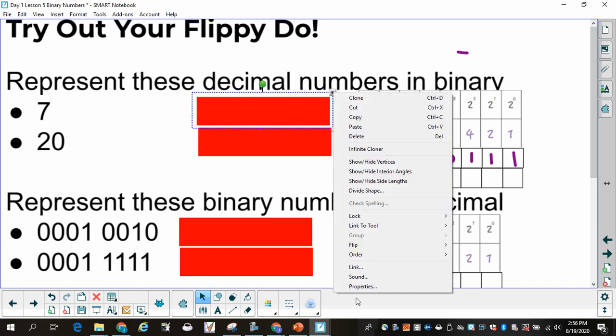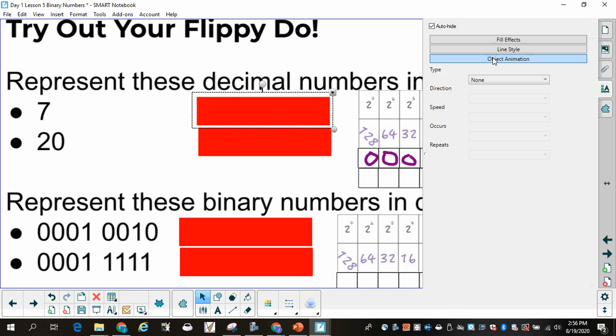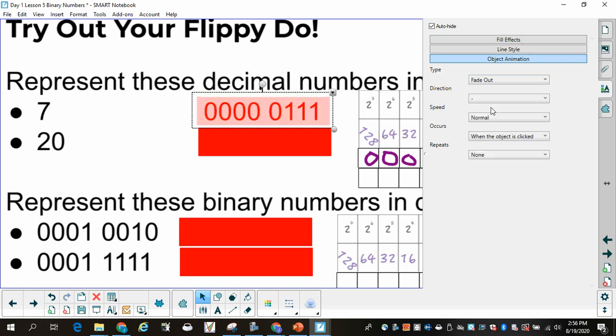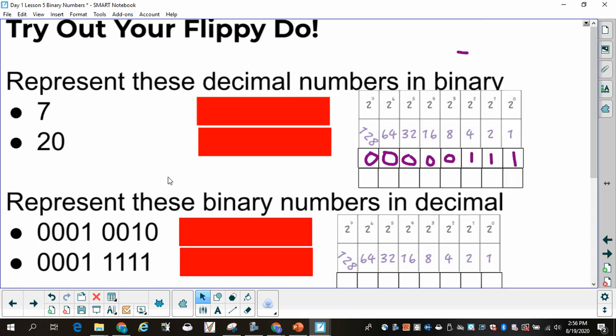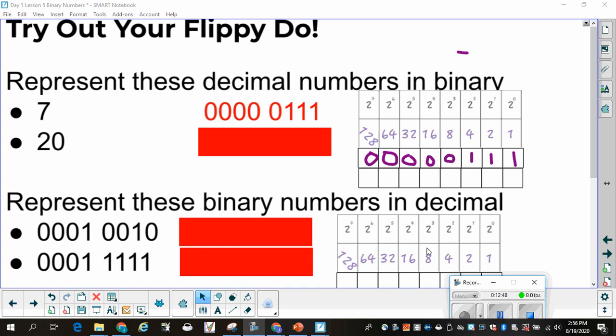And this is supposed to fade out. Boom, there we go. All right, so good. Now pause the video and try doing 20. See if you can do that.